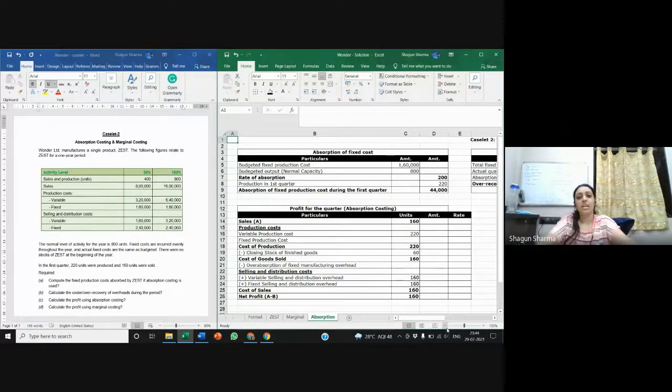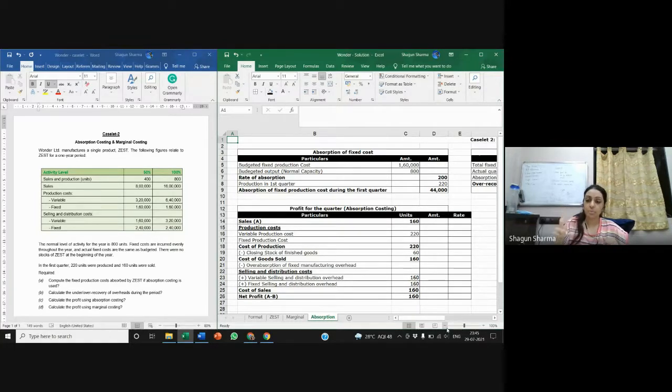Okay, so now I'll explain absorption costing. First, I'll just give you all an introduction. In marginal costing, we gave importance to variable and fixed costs. But in absorption, we care more about the function of the cost, that is, whether it is a production cost or whether it is a selling cost.